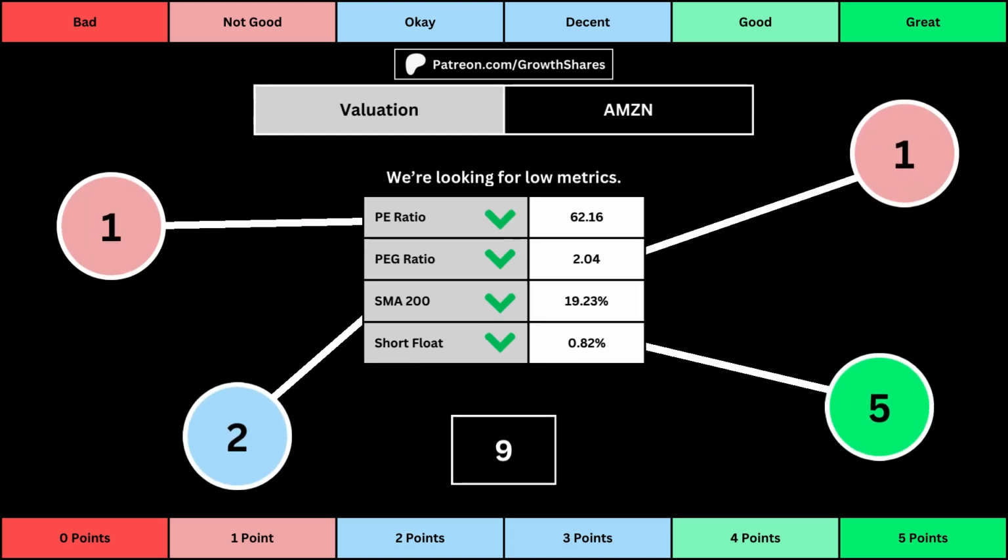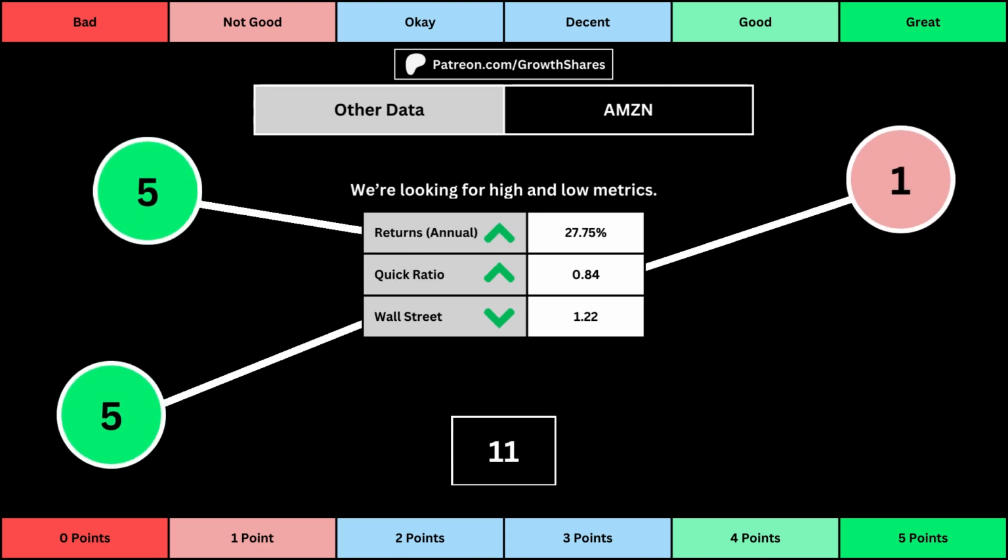This third set of metrics deals with the valuation of the company's stock based on its business. Think of the P/E ratio as a measure of speculation around the stock. We want them low. The PEG ratio adds earnings growth with the P/E ratio. Then, the 200-day simple moving average is the average stock price over that period. We want that low because it means we have a cheaper stock price. And then, short float is basically how bearish other investors think of the stock. For these 4 metrics, we want the values to be as low as possible. That will give us a higher point total within the bubbles.